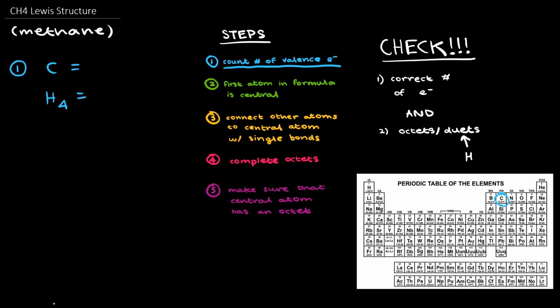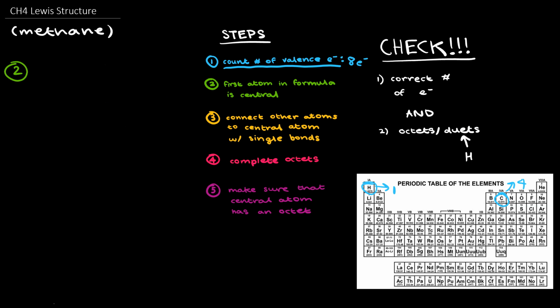When we look at the periodic table, carbon's placement gives it 4 valence electrons, while hydrogen's placement gives it 1. So we're going to write that over here. Remember to multiply the 1 by 4 because there are 4 hydrogens, and when we add them together, we get a total of 8 valence electrons, and I'm going to write that over here.